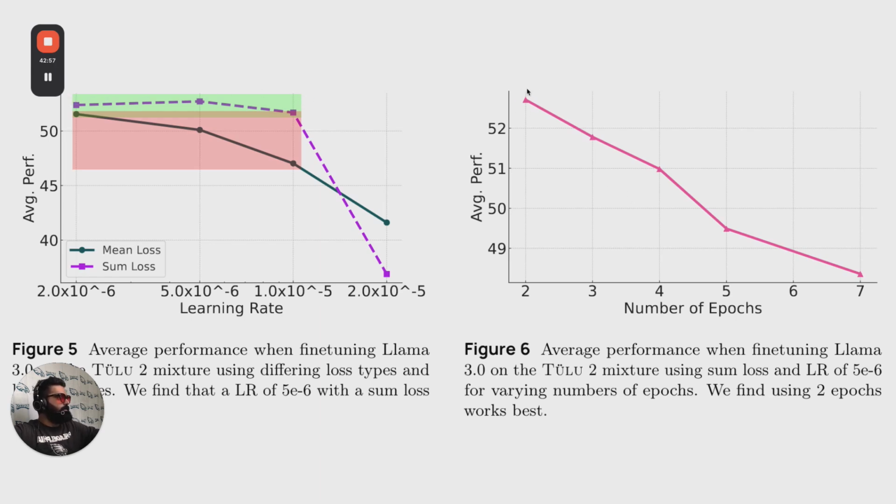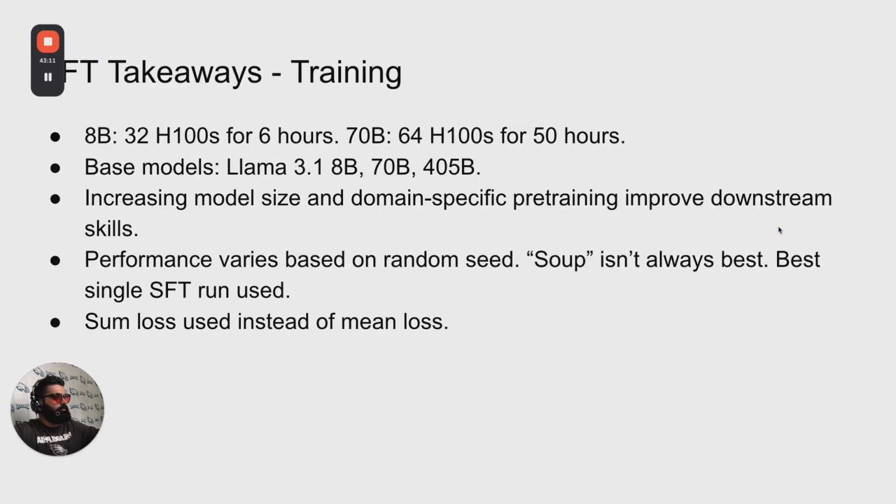And then they also looked at how many epochs gives the best performance, and they found that 2 epochs is the best, and it degrades if you add more epochs to your training. So going back to takeaways for training, increasing model size and domain-specific pre-training improve downstream skills. The best single SFT run is used, because the soup isn't always the best, given different random seeds. And sum loss is used instead of mean loss. It provides more stable training and gives higher performance.